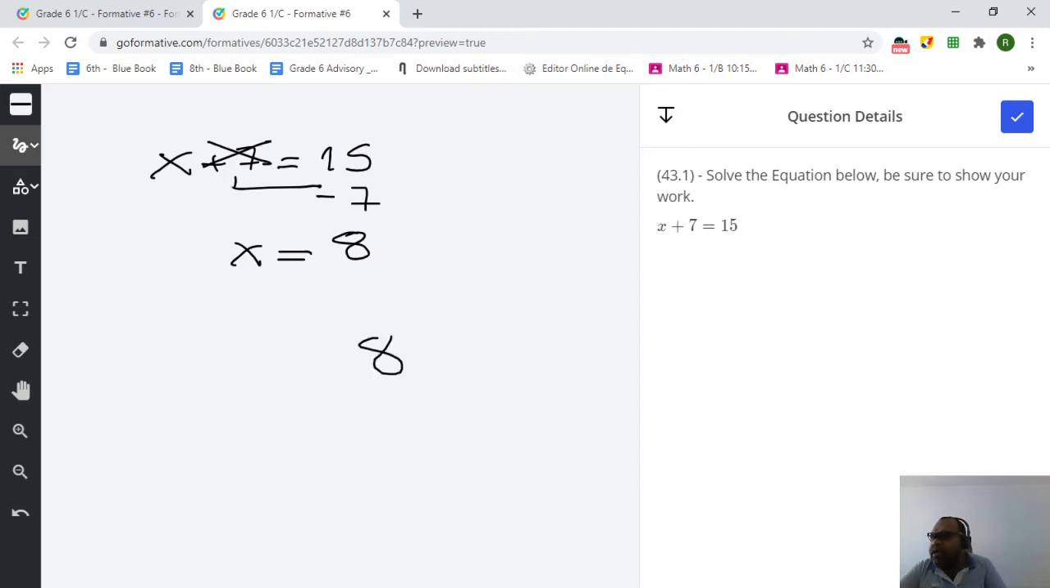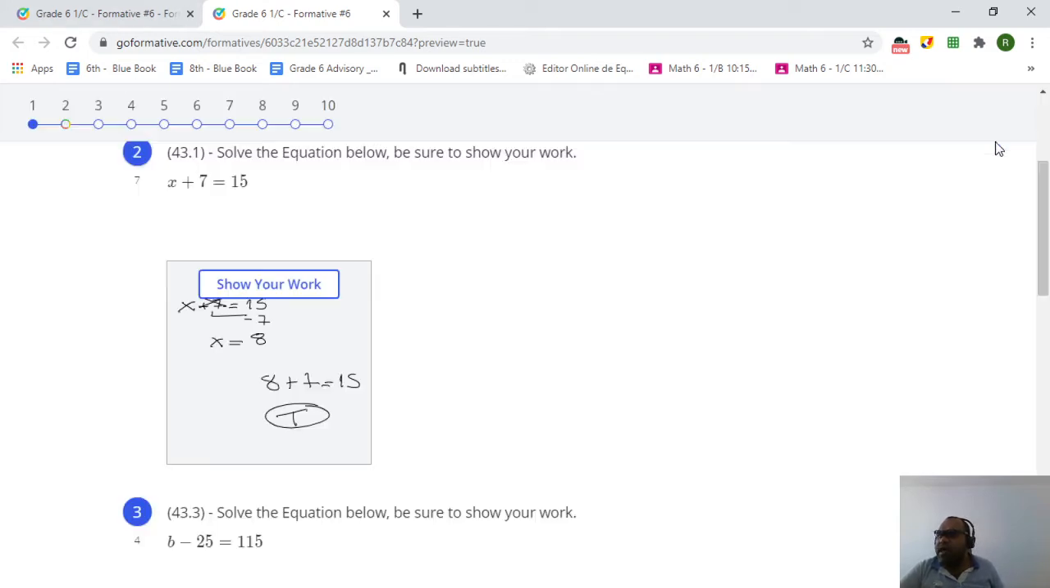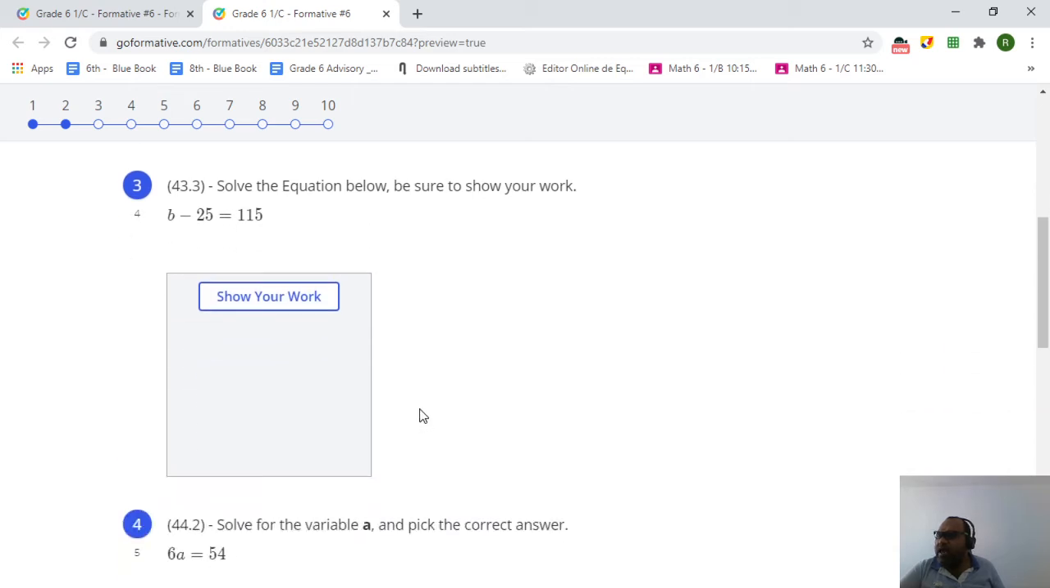8 plus 7 is 15. Is it true or false? True statement. Great. Done the first one. Let's go to the next. Nice. If you solve it, you'll see it like this. Solve the equation below. Be sure to show your work.